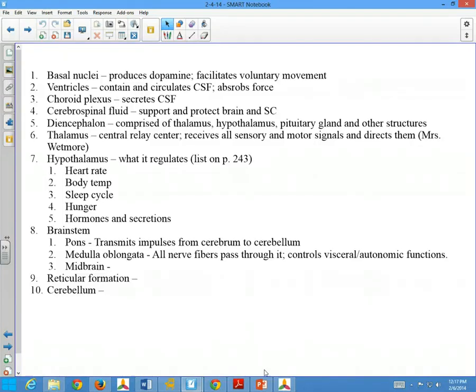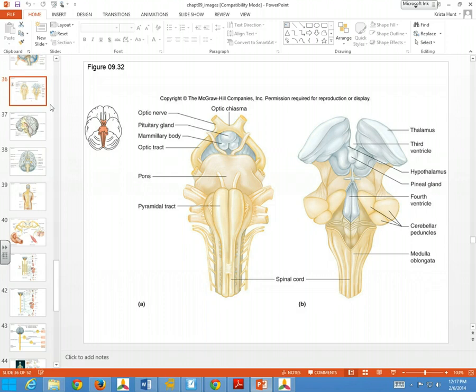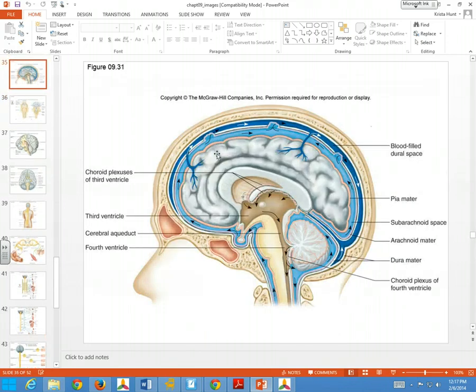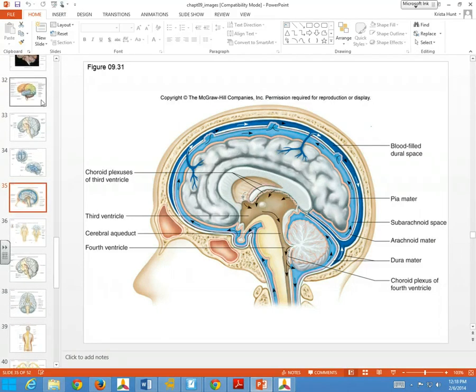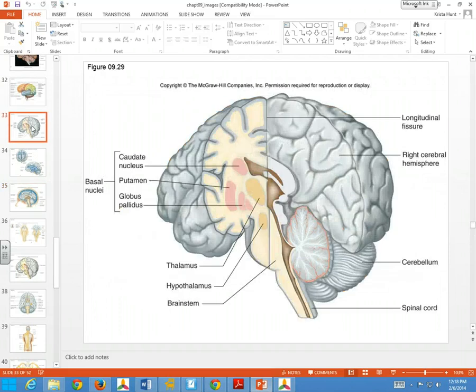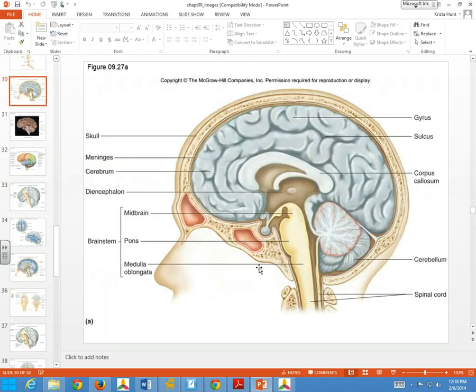If we go, I have to remember not to talk quite so loud. Trying to find that lovely picture of the midbrain. Here we go. Sorry guys, there's a lot of conversation.